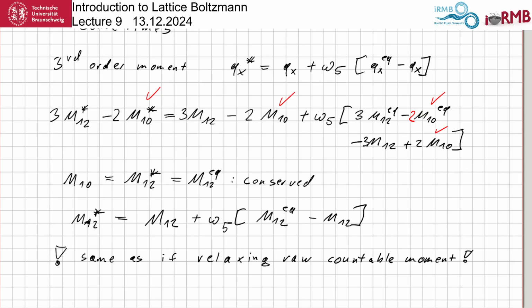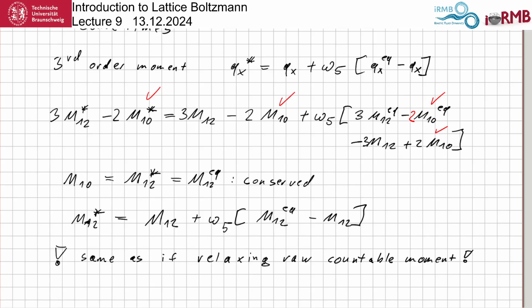So this particular velocity set is a very special case for lattice Boltzmann in as far as there is only one ghost moment that is not automatically orthogonal to any of the others.